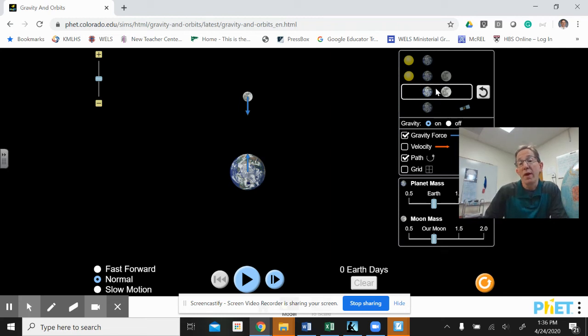What do you notice about the gravitational force on the moon by the Earth compared to the gravitational force on the Earth by the moon? Those are represented by those blue arrows.